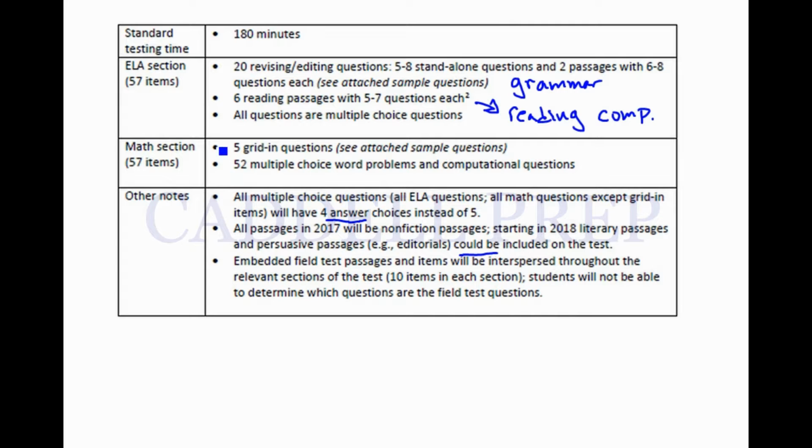Now, out of the questions that are taken, there are going to be some embedded field test passages and items interspersed throughout the relevant sections of the test. Okay, what does that mean? What are field test passages and items? So these mean that they don't count.